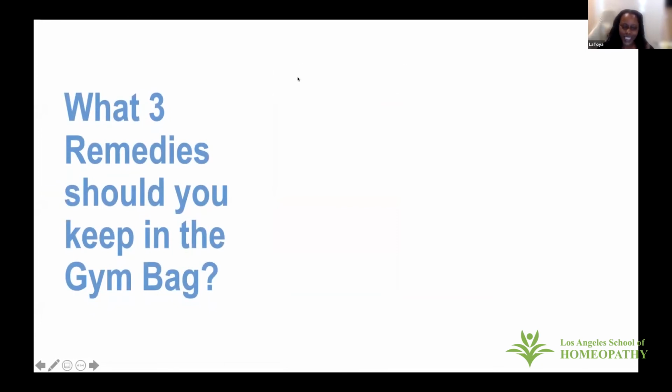So can anyone tell me what are some of the remedies? I chose 3 remedies that we can use for a gym bag for injuries like this.